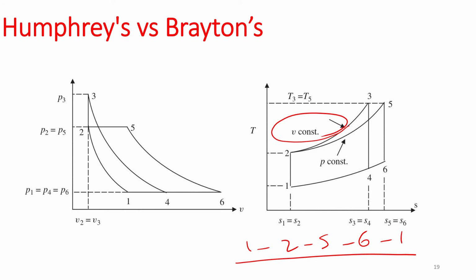And of course, the PV diagram is going to be different as well. From 1 to 2, instead of having a constant pressure, we have a constant volume. And then 2, 3 to 4.